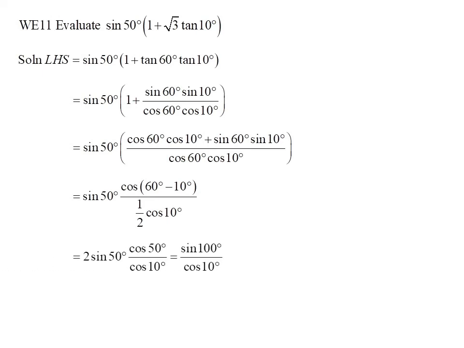So the original expression equals 2 times sine 50 degrees times cosine 50 degrees divided by cosine 10 degrees, which is further simplified using the double angle formula as well as the complementary relation of sine and cosine functions. So 2 times sine 50 degrees cosine 50 degrees equals sine 100 degrees, which equals cosine 10 degrees. Hence, the original expression equals 1.